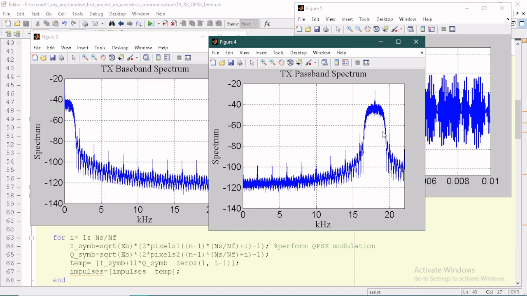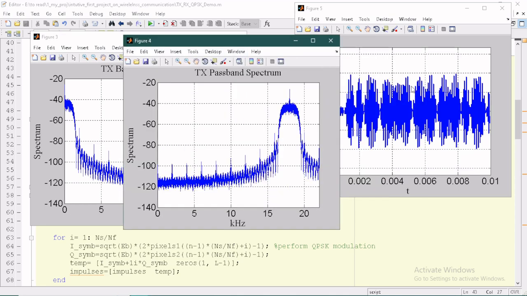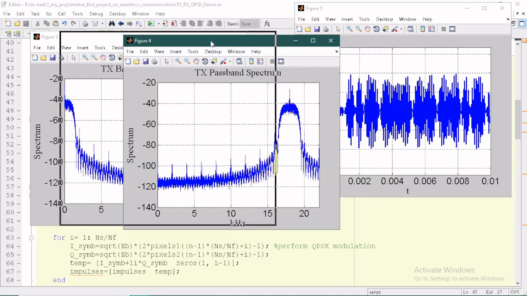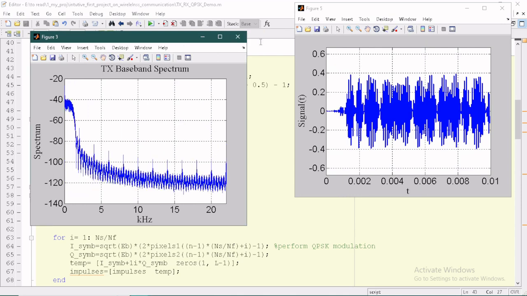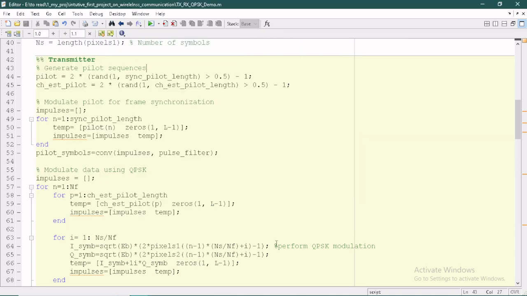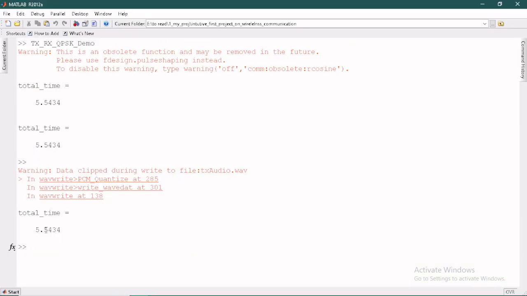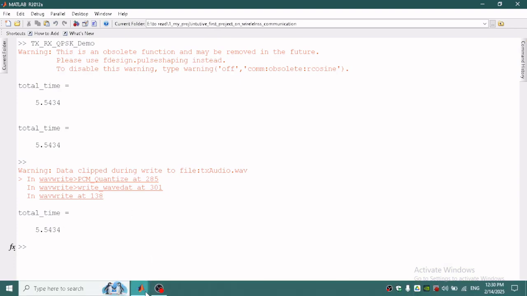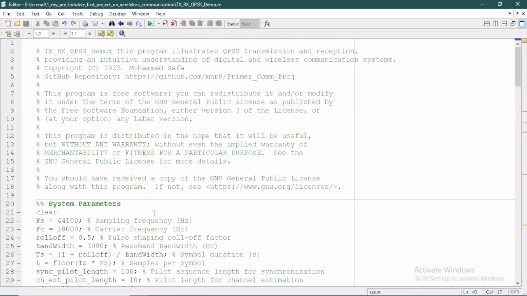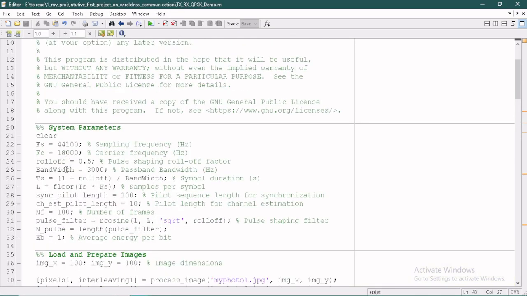This spectrum is 3 kilohertz, which was set by us, and this is after conversion, or after multiplying by the carrier. So let's see the total transmission time. Notice it takes 5.5 seconds to transmit this data. So let's try to increase the bandwidth a little bit. For example, let's make the bandwidth 4 kilohertz.